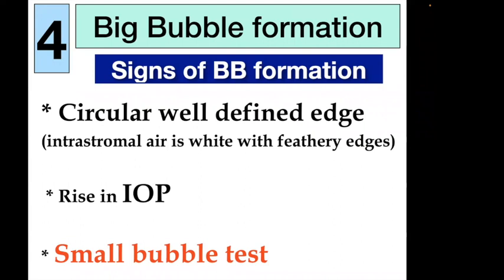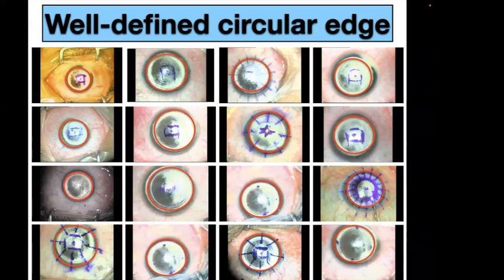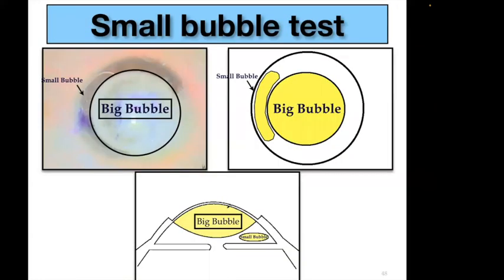what is called the small bubble test. So this is what I mean by the well-defined edges characterized by the big bubble formation. This is the principle of the small bubble test. If you have the big bubble in the middle of the anterior chamber, and then you inject a small bubble in the anterior chamber, there is no place for this small bubble to occupy the center. So it will be displaced to the periphery in what we call a kidney-shaped configuration. This means that the big bubble is formed.